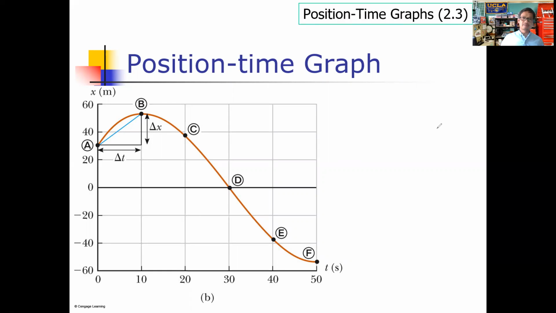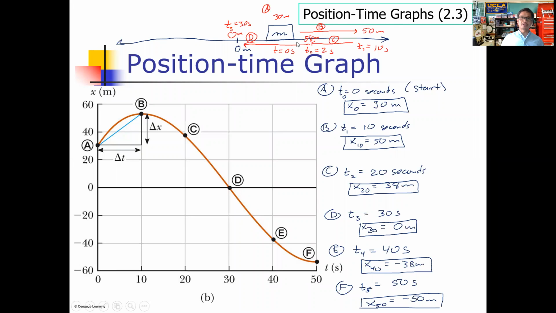We were able to interpret this position time graph. We were able to see from this graph that this object is actually moving along a straight line path. And so we took each one of the points here: A, B, C, D, E, and F. We designate the time and its position at that given time. For example, at point A, we know that's where the object started out. The object started out at a position that was 30 meters away from a reference point that we call 0.